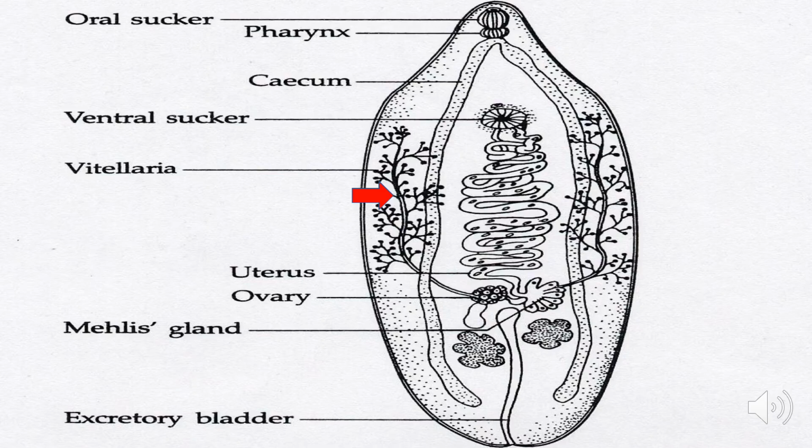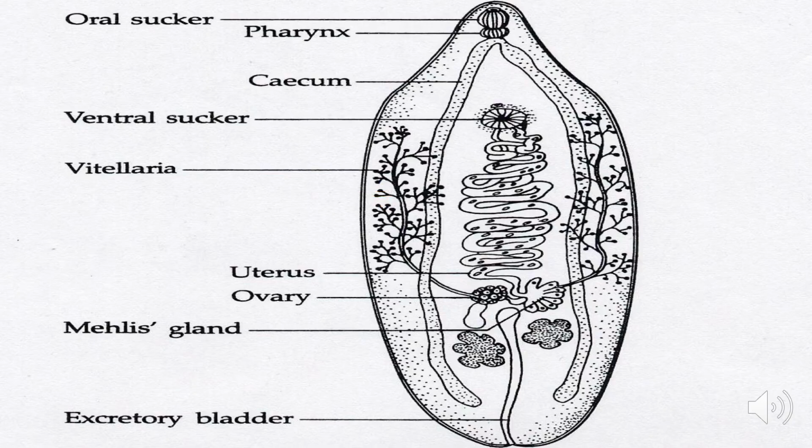Now, what's the purpose of these four structures draining into the ootype? The seminal receptacle will drain the sperm cell, the ovary will drain the egg cell, the sperm will fertilize the egg, and you will now have the production of the embryo. And this embryo has to be protected. That's why there's a need to produce the shell. And what will now produce the shell are the Mehlis glands and the vitellaria. And that's basically the reason why they also drain their secretions towards the ootype.